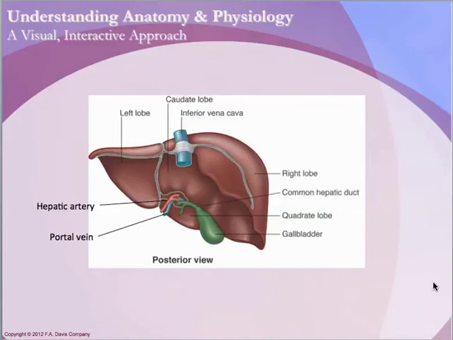The portal vein carries oxygen-poor but nutrient-rich blood from the digestive organs and spleen to the liver. So, oxygen-poor, nutrient-rich, because it's getting all of its nutrients from the digestive system, but it's already returning from the capillary bed, so it's oxygen-poor. The hepatic artery delivers oxygenated blood from the aorta to the liver. So the liver is dealing with both oxygenated and deoxygenated blood.